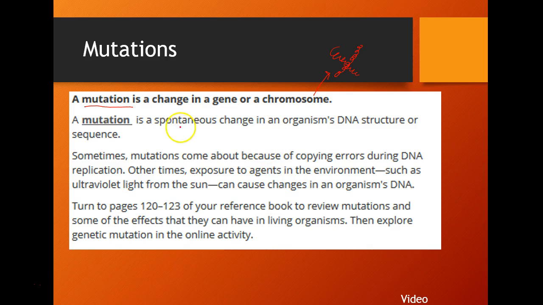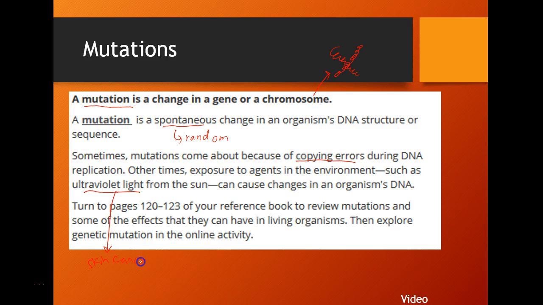A mutation is a spontaneous, which means random, change in an organism's DNA structure or sequence. Sometimes mutations come about because of copying errors during DNA replication. You previously learned about proofreading abilities during DNA replication, but sometimes they're not 100% accurate, and so mutations can come about. Other times, other things can cause mutations, such as UV light from the sun, which can cause an organism's DNA to change. An example that you probably know of this would be something like skin cancer.